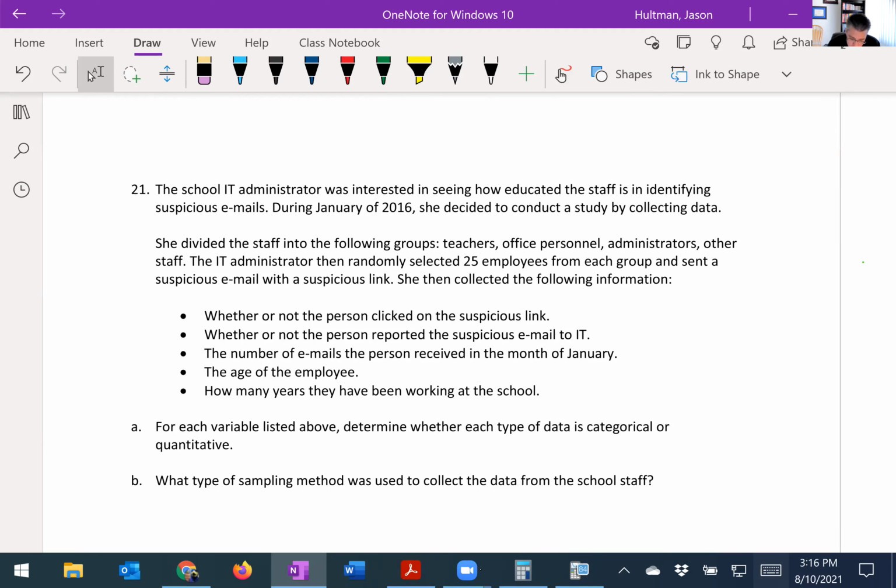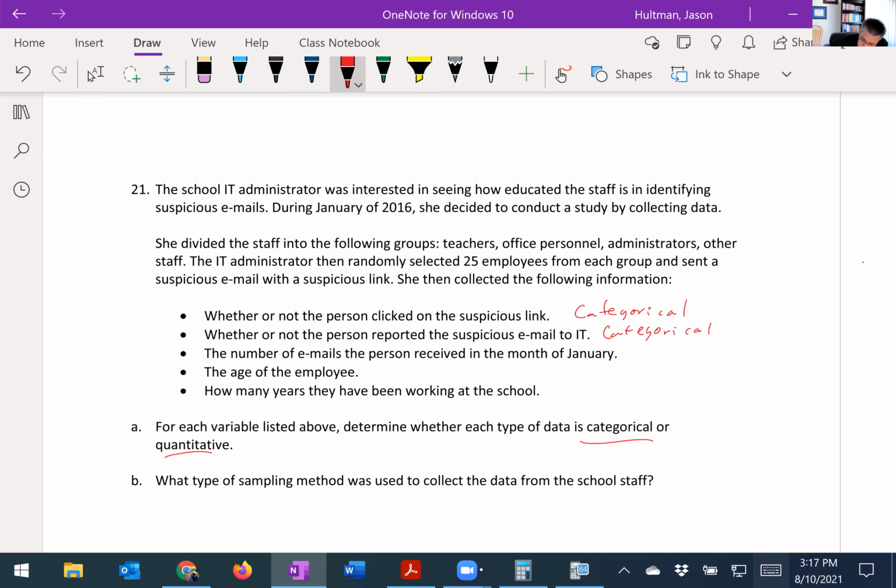She then collected the following information: whether or not the person clicked the suspicious link, whether or not the person reported the suspicious email to IT, the number of emails the person received in the month of January, the age of the employee, and how many years they have been working at the school. Okay, for each variable listed above, determine which type is categorical and which is quantitative. So whether a person clicked the link or not, that's categorical. Did you or did you not? Whether a person reported it, did you report or did you not report? Okay, that's categorical.